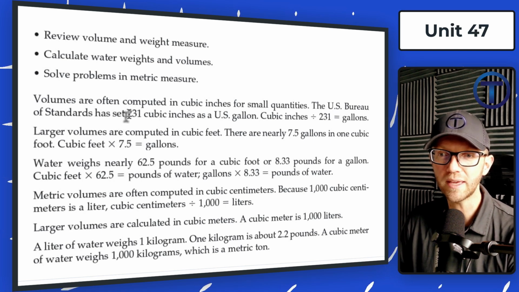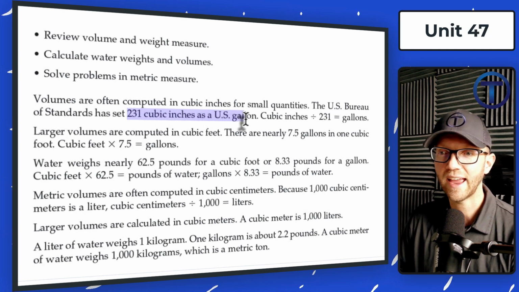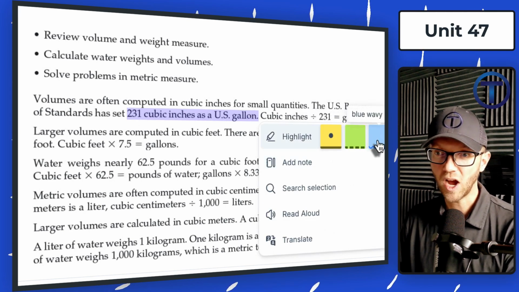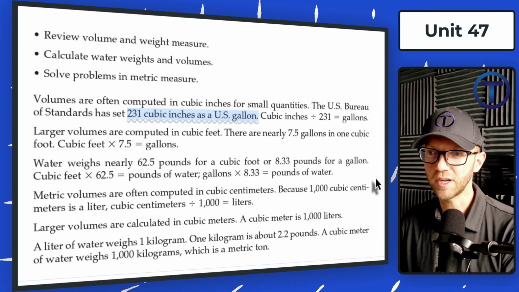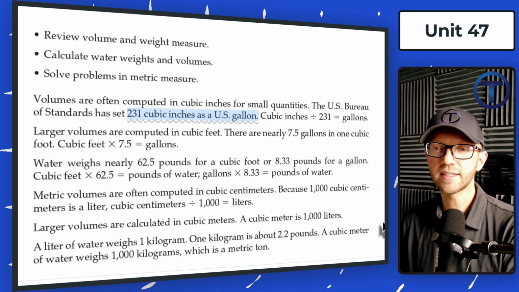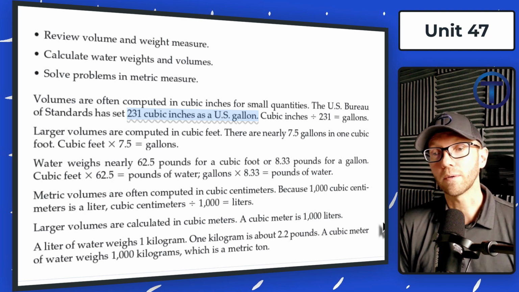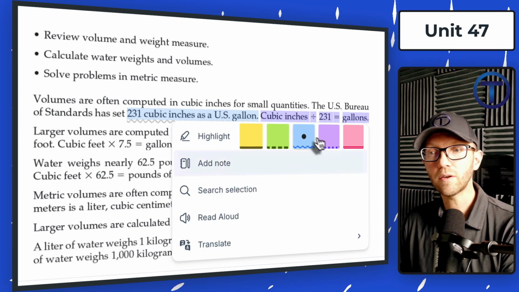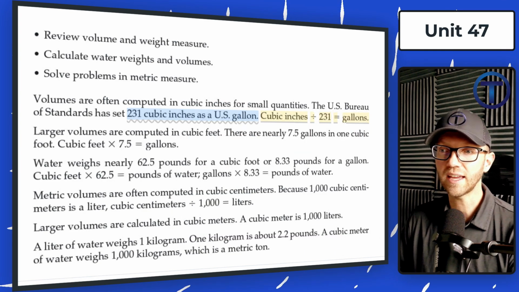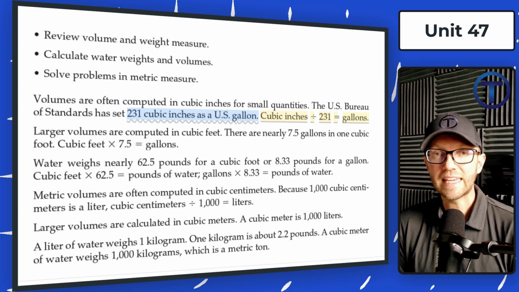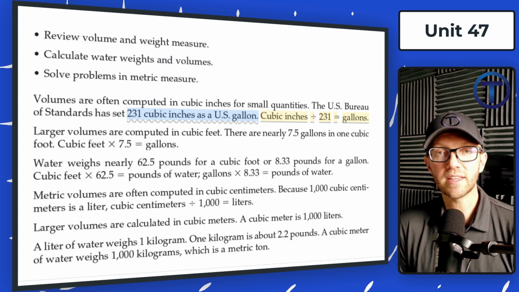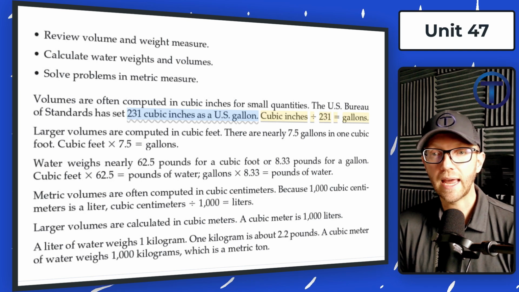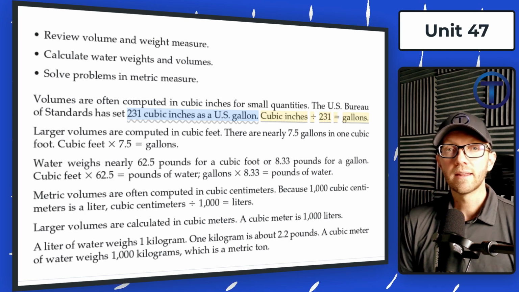231 cubic inches is 1 gallon. Okay, so I'm going to highlight this blue because we're talking about water, and that's a key number right there. 231 cubic inches equals a gallon. So if I can calculate the cubic inches and then I want to know how many gallons, the formula is right there. Divide by 231 and I will get my gallons. Let's go to the next one.